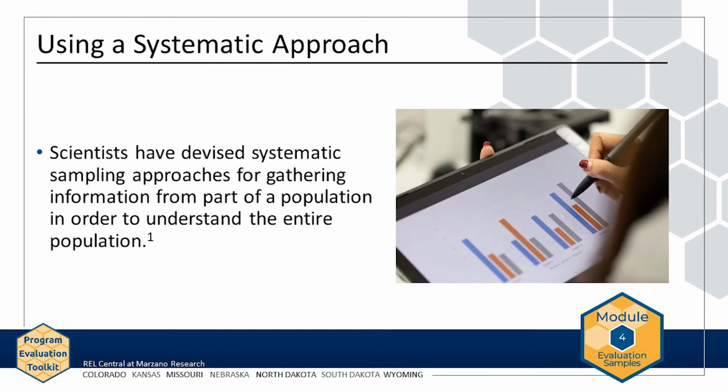Scientists have devised systematic sampling approaches for gathering information from part of a population in order to understand the entire population. This module includes guidance on how to sample a population.